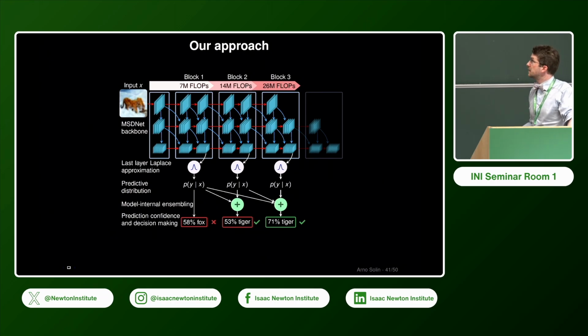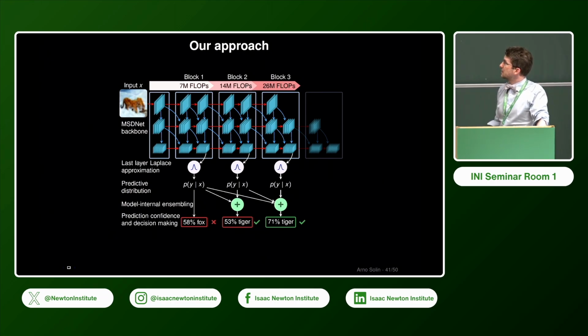So this is the basic idea of a dynamic neural network. And how this has been done before is that they just look at the logits of the model, and that's a horrible proxy for uncertainty.